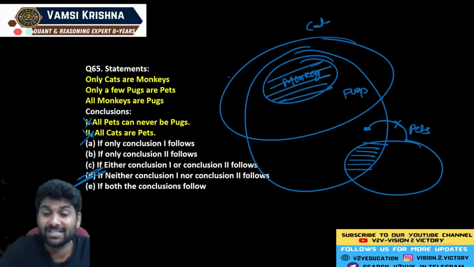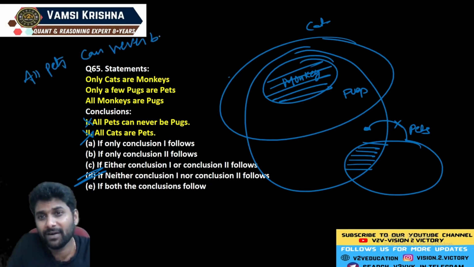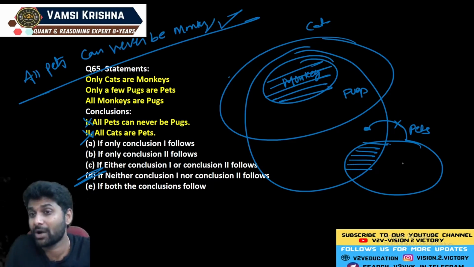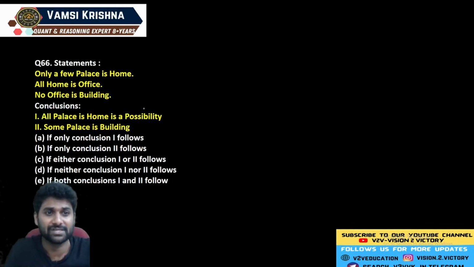Upendra, you can consider, for example, all pets can never be monkey, then it's a valid statement. You can place all pets into the pugs, or you can place all pets into the cats, but you can't place all pets into the monkey. It is also not possible. Remember, all pugs are not pets, all cats are also not pets. Why? Because monkey belongs to that value. That is only. Next.